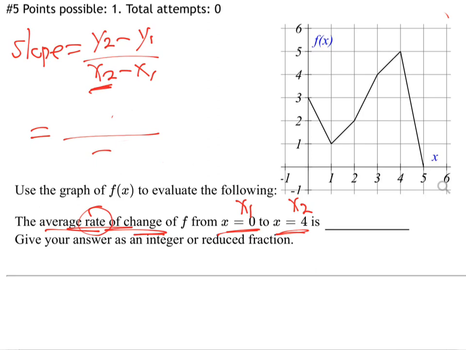So who's coming first? 4. The 4, and then the 0. Good so far? So that means x equals 0 and x equals 4. That's my x1, x2. Now, what are my y2 and y1 values? How am I going to find those?